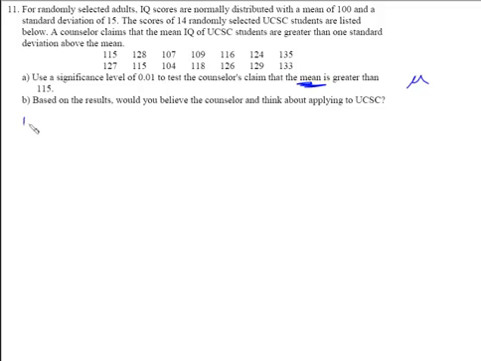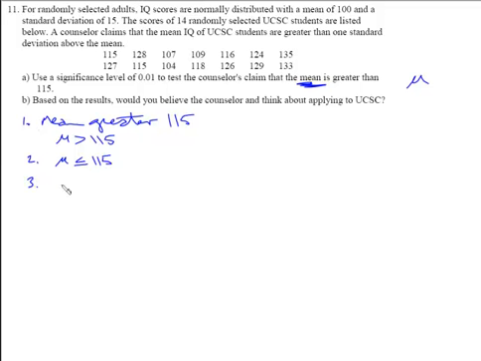So mean greater than 115. That's clearly mu is bigger than 115 in symbols, so the opposite of the claim is mu is less than or equal to. That equal to is important again.